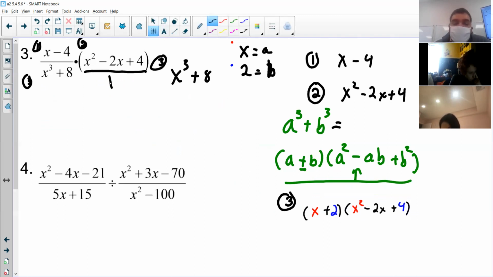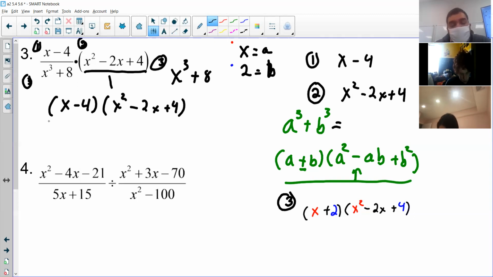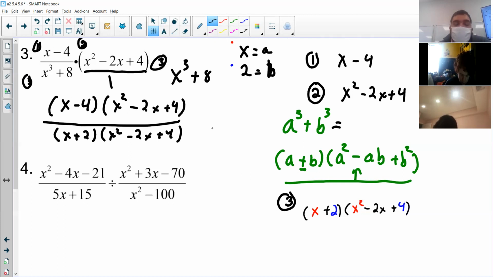So I'm going to rewrite everything as one fraction. X minus 4, which is 1. Remember, we couldn't simplify it, so we just leave it the same. X squared minus 2x plus 4. That's an awfully convenient number. Over on the bottom, section number 3, x plus 2, x squared minus 2x plus 4.